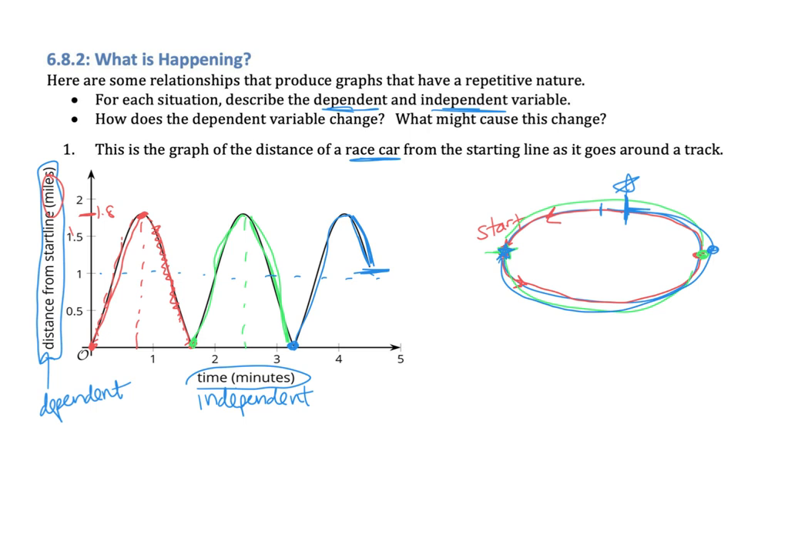So the independent variable is time. So it says, how does the dependent variable change? Well, it gets bigger, and then it gets smaller, and then it gets bigger, and then it gets smaller. And what might cause this change? Well, we just saw on this visual over here what was happening.